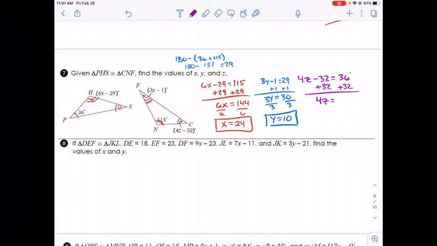4z is equal to 68. Divided by 4. And that gives us z is equal to 17. So there's our x, y, and z.